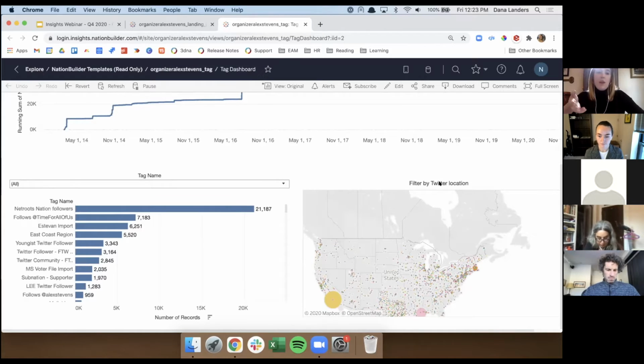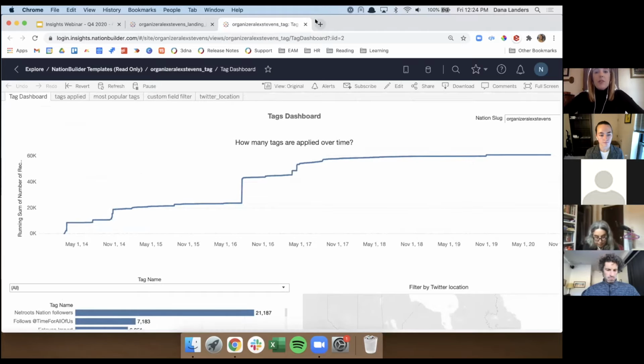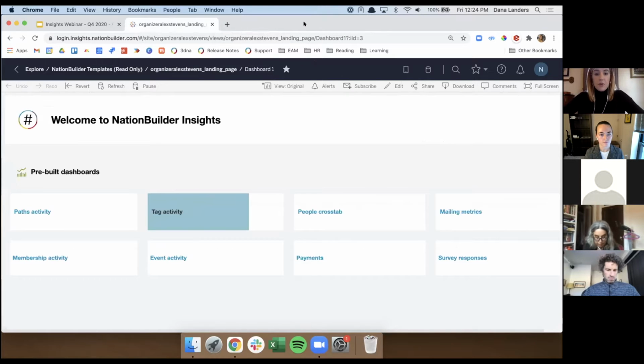So if you have voter data in your nation, or you're collecting addresses because you're collecting donations, or you're collecting addresses just because it's important to you, all of that can be mapped in a dashboard as well. So that's a really cool way for you to see, oh, on this map, I can see where my strongest supporters are, where my supporters who have the most of this tag are, etc. So the tags dashboard is very cool.